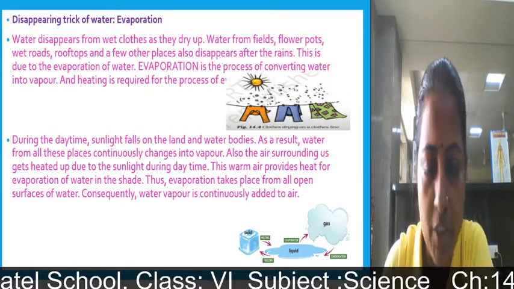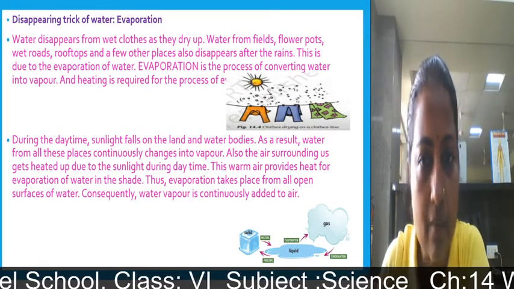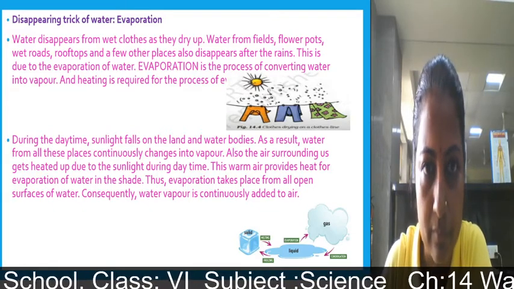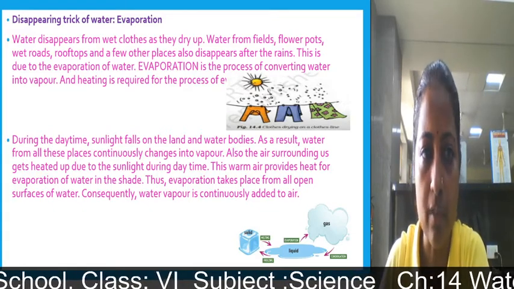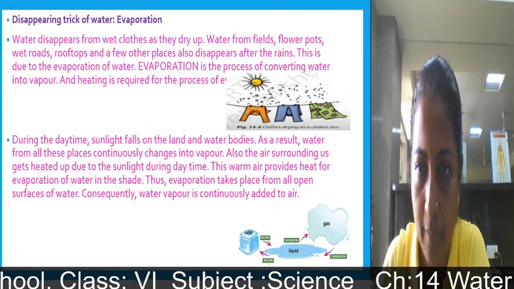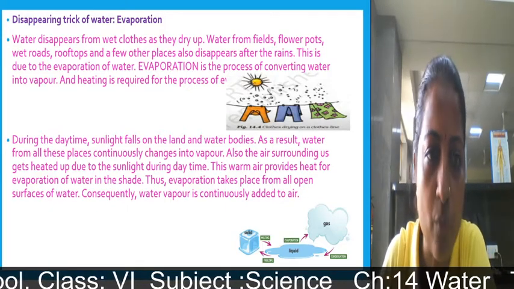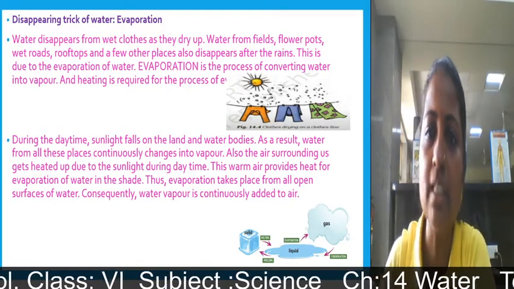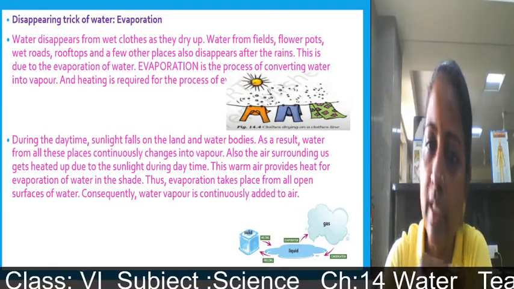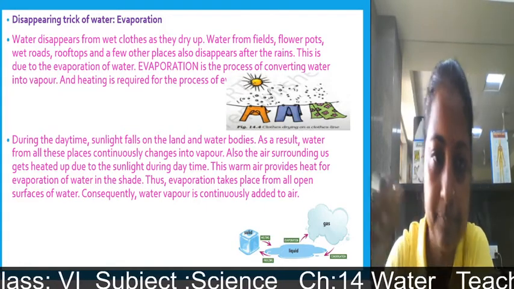Now during the daytime, sunlight falls on the land and water bodies. As a result, water from all these places is continuously changing into vapor. Also, the air surrounding us gets heated up due to the sunlight during the daytime, and this warm air provides heat for evaporation of water in the shade. Means in the shade also, things are getting dry. Water is disappearing through the evaporation process because of this only.